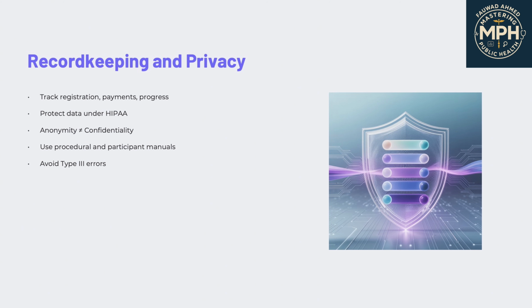Record keeping and privacy: protect participant information and document everything. First is use structured systems for registration, payments, and attendance. Second is maintain records of progress, health status, and feedback. Third is follow privacy laws, especially HIPAA. Know the difference between anonymity and confidentiality. Fourth is use manuals to maintain quality and fidelity for both facilitators and participants. Avoid Type 3 errors, where a program fails because it wasn't delivered correctly.